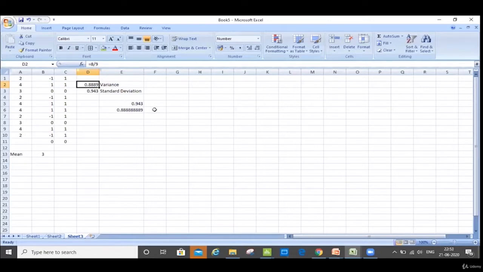Just remember, standard deviation is to be done when you have considered a measure of central tendency as mean. When you consider a measure of central tendency as median, quartile, then you don't take standard deviation, then you take quartile. So let's understand quartile also.